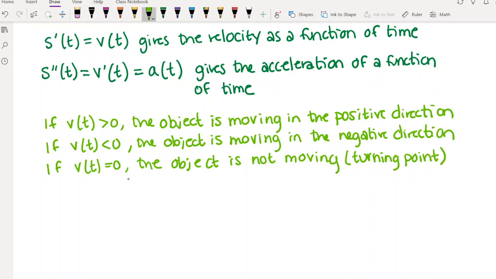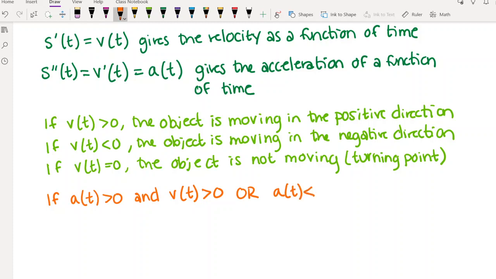And then the last thing that I want to write here is about acceleration. So basically, it's what we just said on the last page. If both the acceleration and velocity are positive, or both the acceleration and the velocity are negative, the object is speeding up.